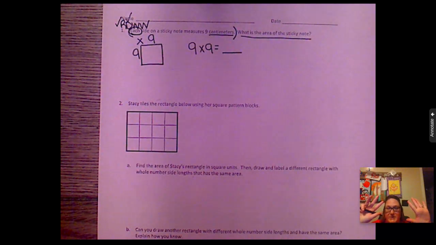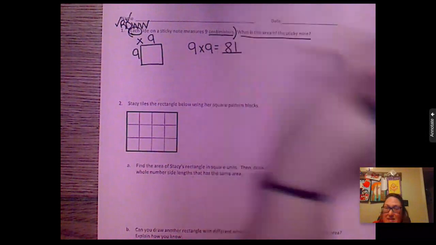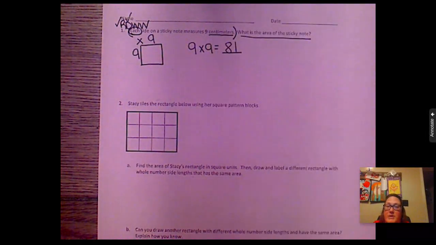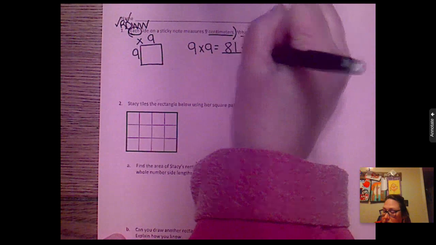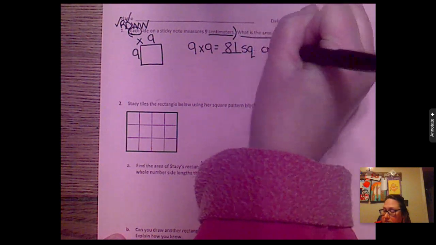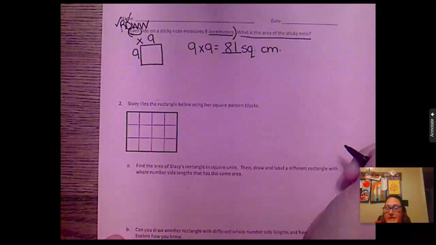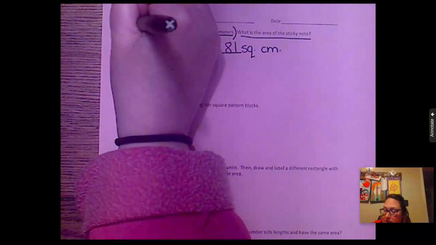So what did we get up to? 81. So we have 81. Do we just leave it as 81? Nope, we need to give it that label. Do I say 81 centimeters? It's area, right? So we need 81 square centimeters. And cm is our abbreviation for centimeters. We can check off our number sentence.